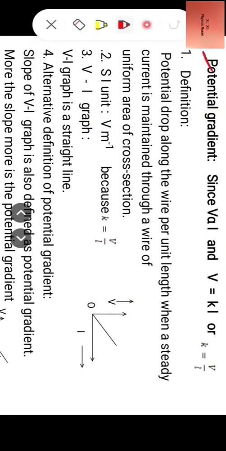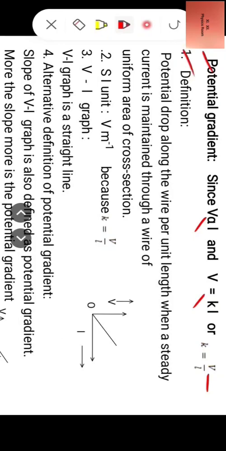Now potential gradient, let us define potential gradient now. Since potential drop V is directly proportional to length of the potentiometer wire, and therefore V is equal to K into L, or K is equal to V by L. So from here we try to define potential gradient.